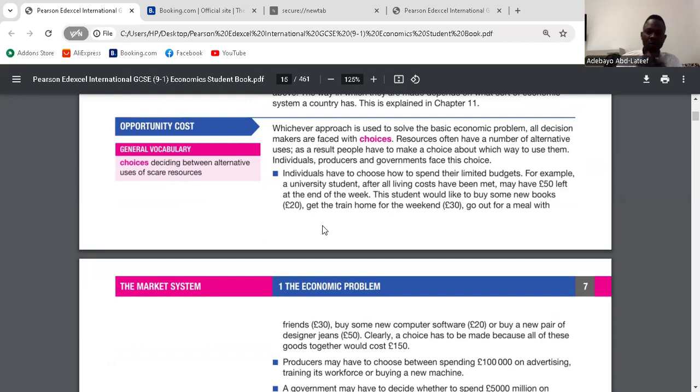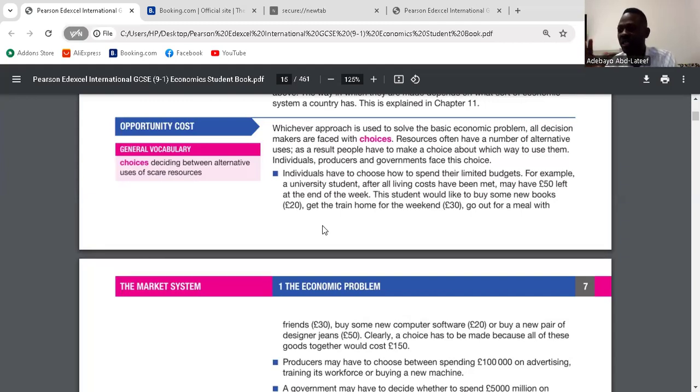Is it clear? Yes. So whichever approach is used to solve the basic economic problem, all decision makers are faced with choices. Resources often have a number of alternative uses. As a result, you have to make a choice about which way to use them. Individuals, producers, and government face this choice. So, like I said earlier, resources are not enough. That means whatever decisions we take, we took that decision because it's a choice that we made. Do you understand? We wouldn't take that decision if it's not our choice.